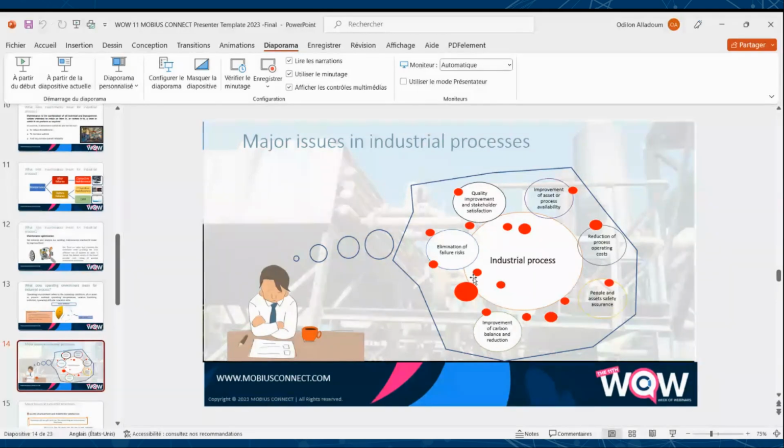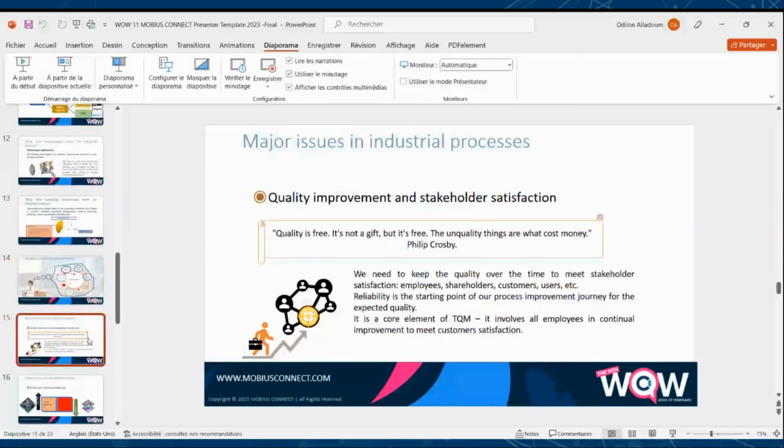Now let us see what is about quality improvement. Philip Crosby said that quality is free. It is not a gift. The unquality things are what cost money.